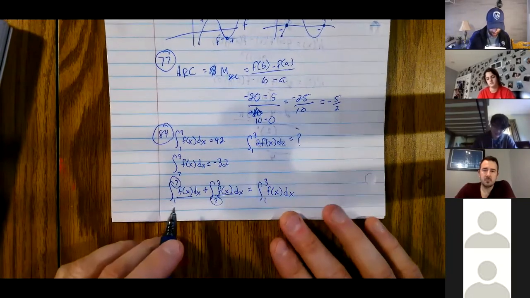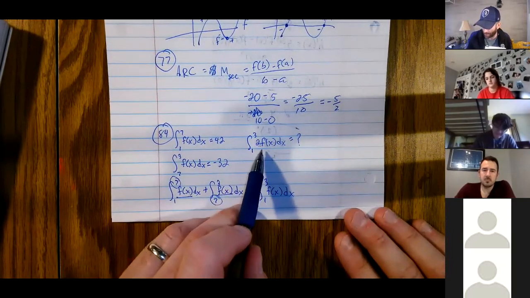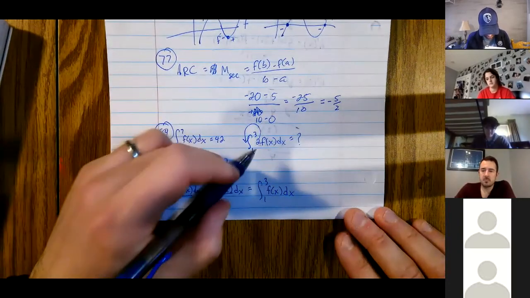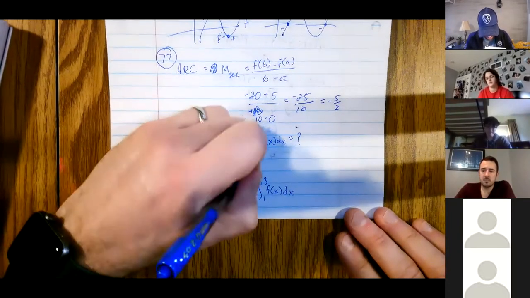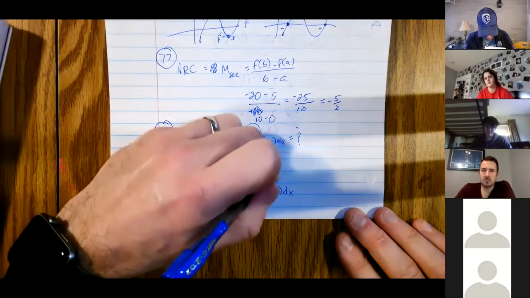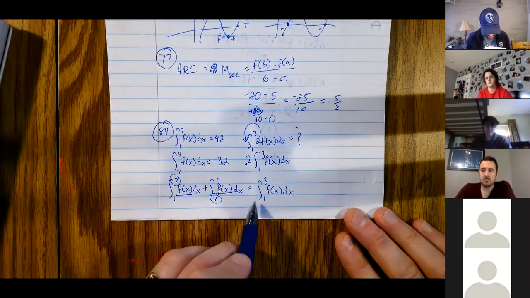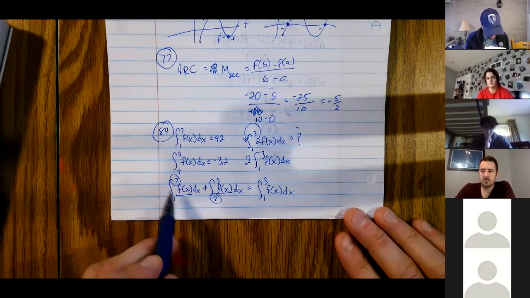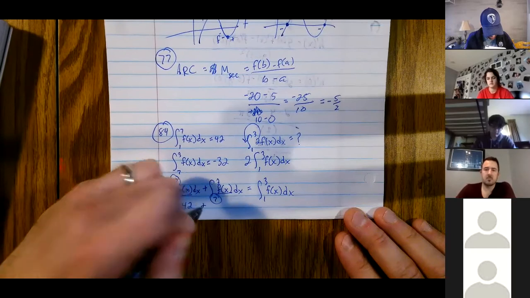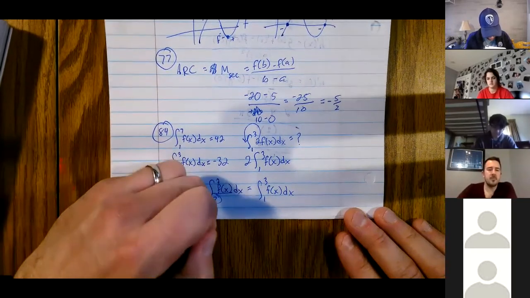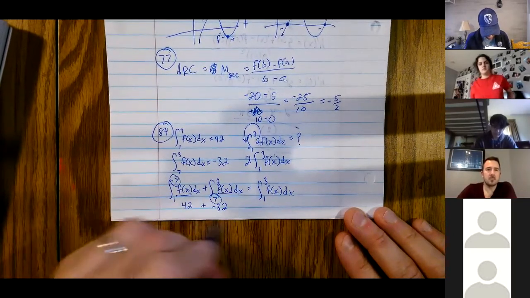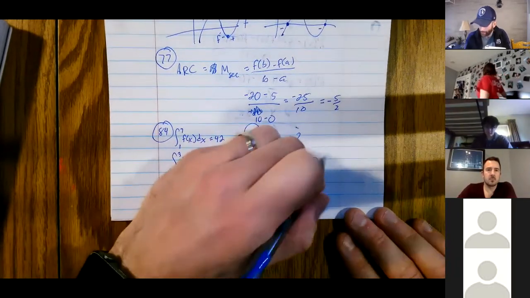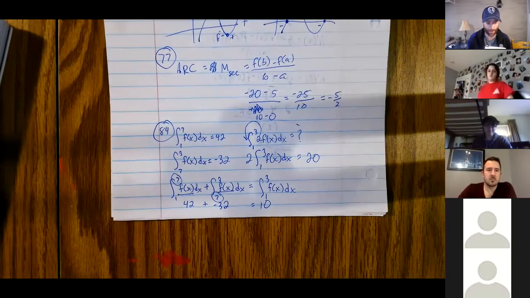And so now I'm looking for the integral from 1 to 3 of 2f of x, but remember, we can just bring this 2 out front, right? And so really, we're looking for 2 times the integral from 1 to 3 of f of x dx. And so now I just need to figure out what the integral from 1 to 3 is based upon this equation. So the integral from 1 to 7 was 42, plus the integral from 7 to 3 is negative 32. And so it looks like this value is actually just 10. So we're looking for twice that, right? So it looks like our answer should be 20.